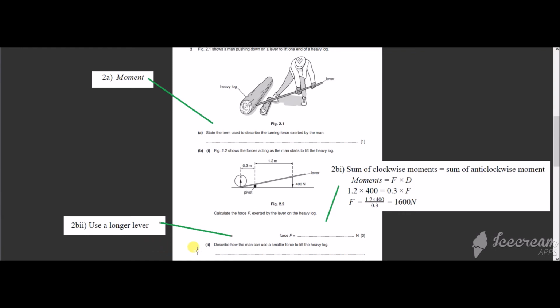As for B part 2, describe how the man can use a smaller force to lift the heavy log. So if you use a longer lever, it will be easier to lift the heavy log. So that's the answer they want for part 2 here, and that's how you solve question 2.